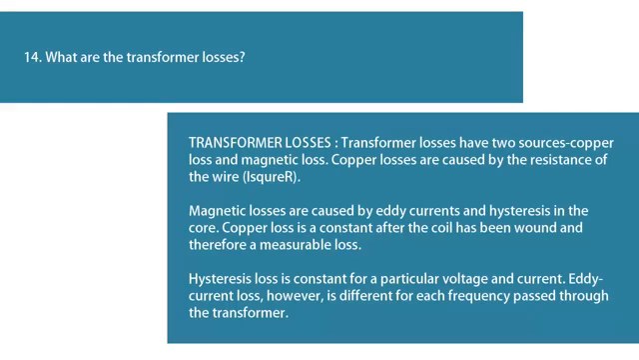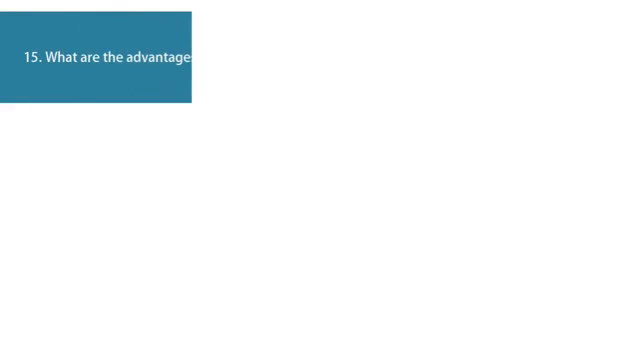Copper loss is constant after the coil has been wound and is therefore a measurable loss. Hysteresis loss is constant for a particular voltage and current. Eddy current loss, however, is different for each frequency passed through the transformer.